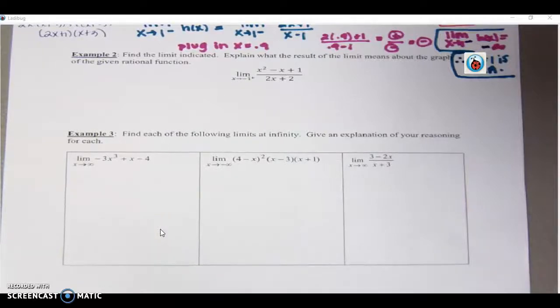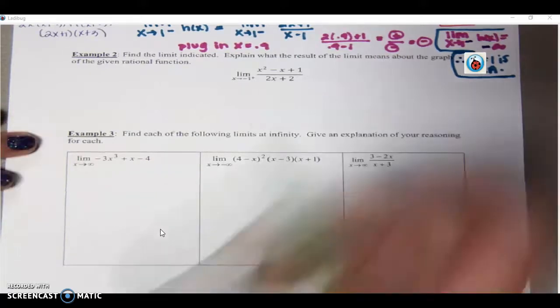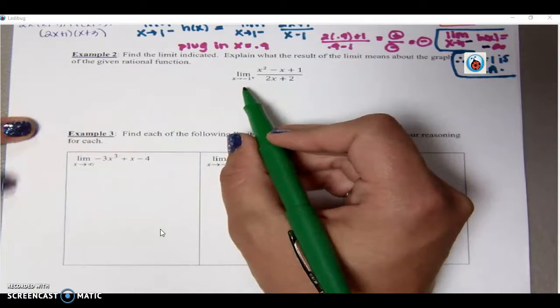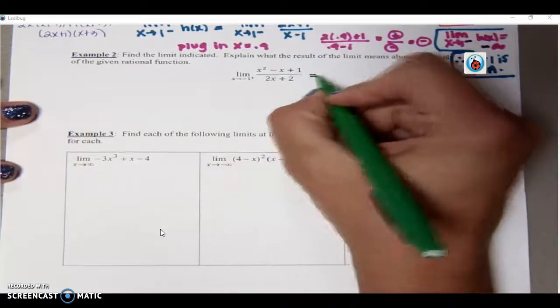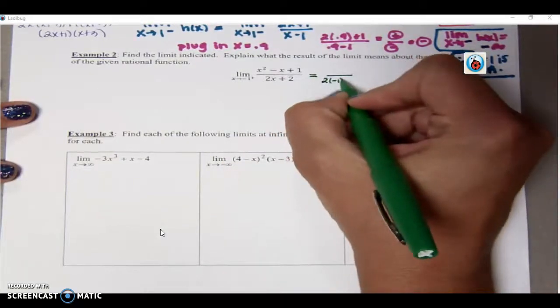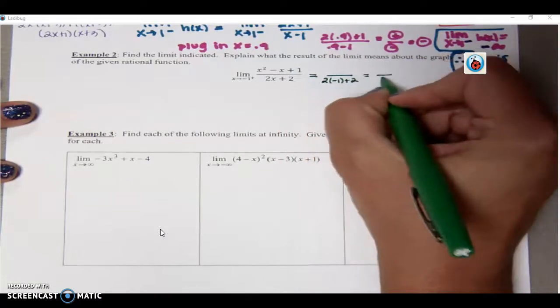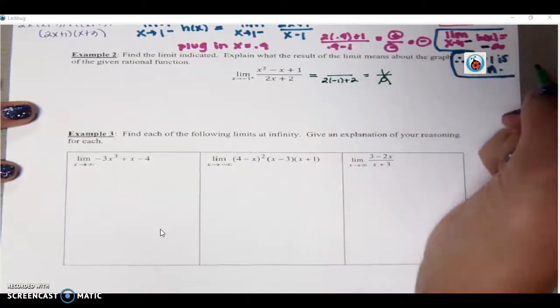Okay, for this next problem we want to find the limit, and then we want to explain what this result will mean about the graph of a rational function. So, if we want to find the limit, remember we can always just do direct substitution first. So we want to plug in the -1. But when you do that, you're going to get 0 in the denominator. Okay, so we want to try to factor here.